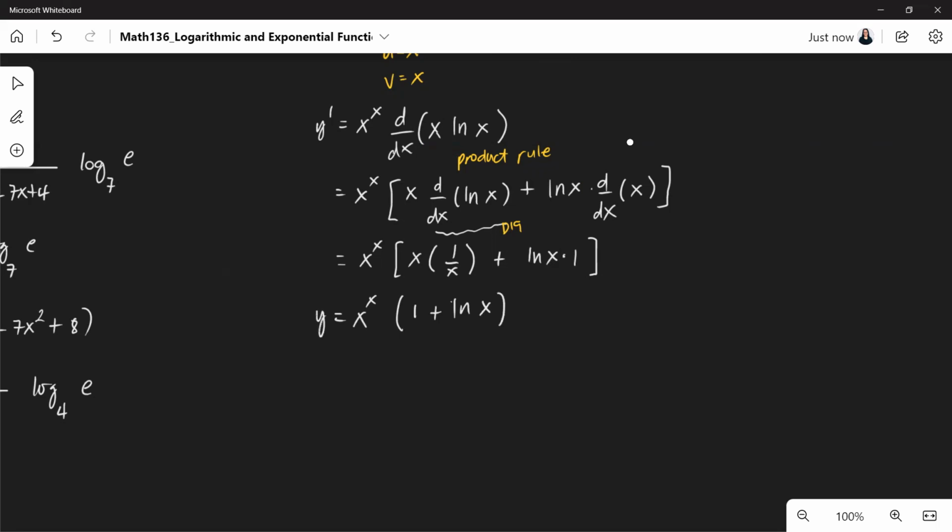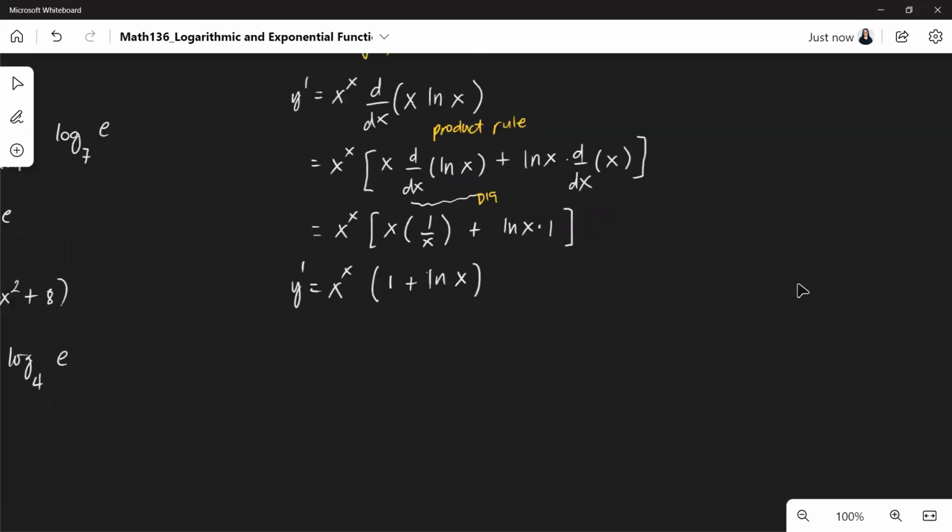So this would be the final answer. No, no need to distribute the x raised to the power of x. The final answer can contain, okay, a common factor. So if you're factoring out this, that's fine. Don't need to distribute, okay, the x raised to the power of x.